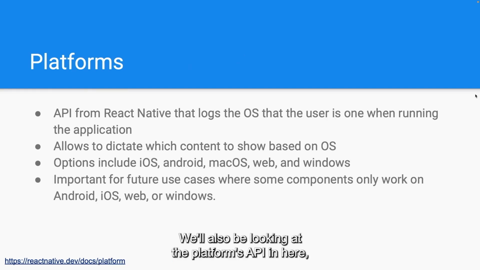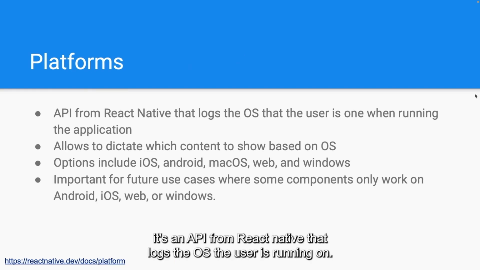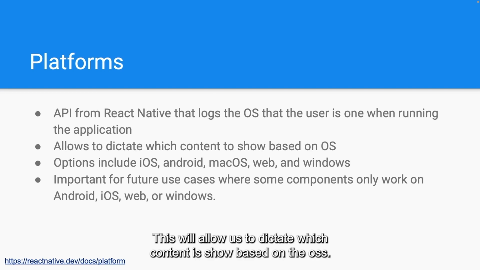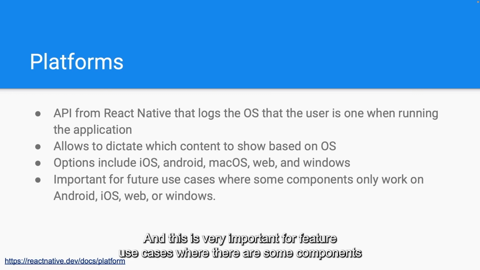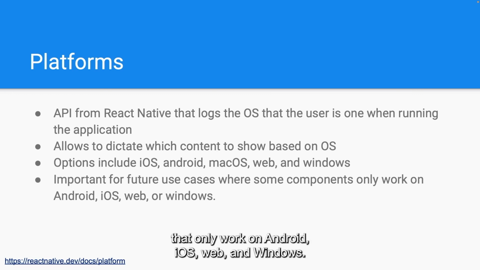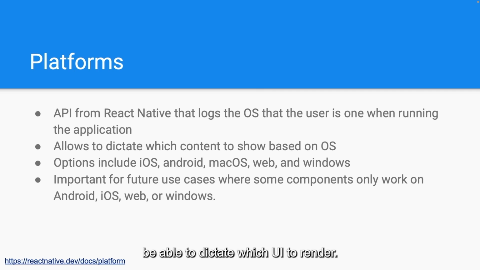We'll also be looking at the Platform API. It's an API from React Native that logs the OS the user is running on. This will allow us to dictate which content is shown based on the OS. There are many options, which include iOS, Android, macOS, Web, and Windows. This is very important for future use cases where some components only work on Android, iOS, Web, or Windows. So when you're writing code for one platform or for all platforms, you should be able to account for that platform and dictate which UI to render.